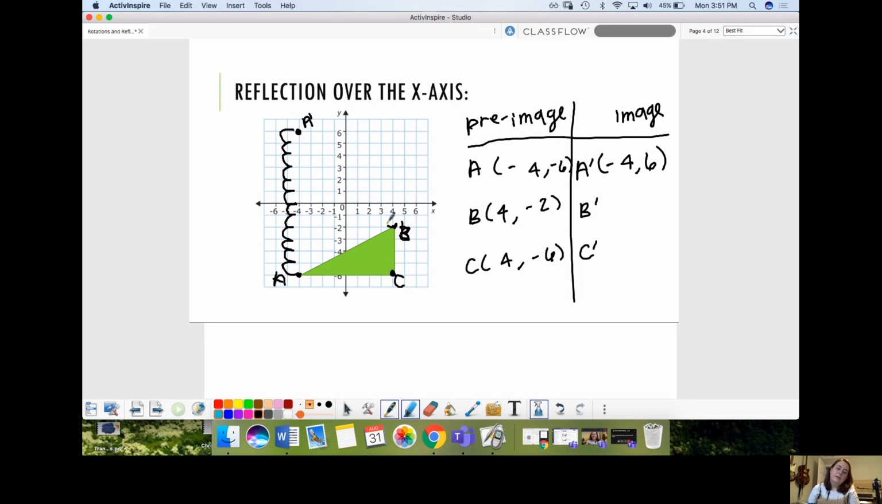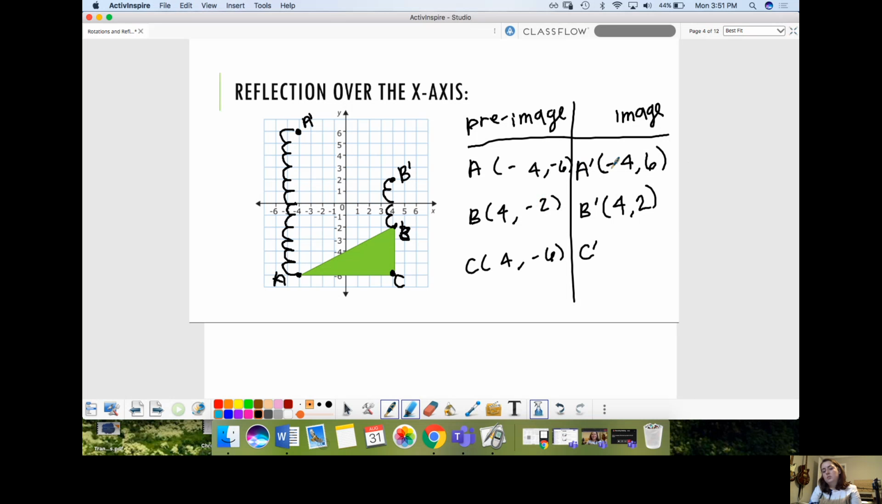B, we can count, is 1, 2 away from that line of reflection, the x-axis. So we need to find 1, 2 away here to put our B prime. And our ordered pair for B prime is going to be, we always start with the x, remember, just like x comes before y in the alphabet, x comes before y in our ordered pair, so we have 4 and then 2. And if you look from B to B prime, 4 stays the same, our x stays the same, but our y changes.